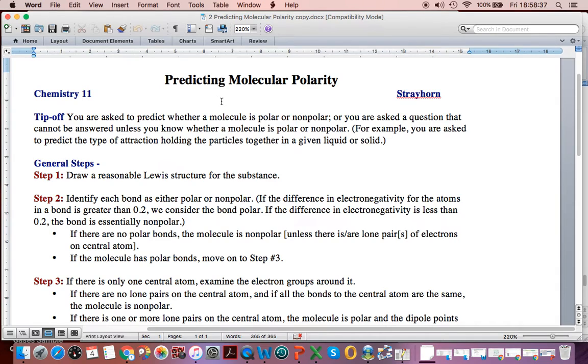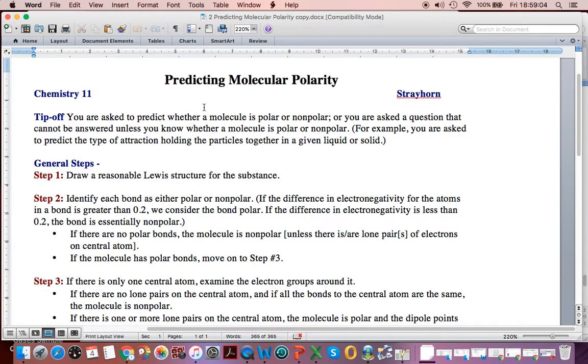This is an extension of the last PowerPoint about predicting molecular polarity. In some ways, I think this sheet will give you more of a clear roadmap for how to do it. But again, it'll be a lot easier once we actually do some examples and show you with molecular models. So basically, this is going through all the steps to determine if a molecule is polar or nonpolar.